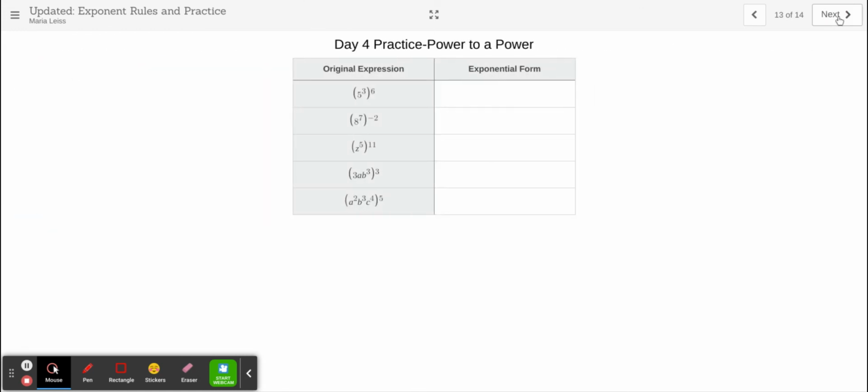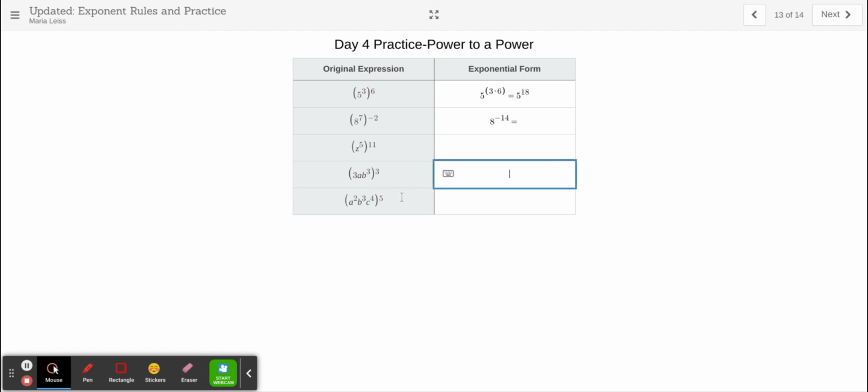So here's how this works in actual practice problems. Remember, the rule says keep the base the same, multiply the exponents. So if I keep the base the same, I'm going to get a 5. Multiplying the exponents, 3 times 6. And what that would look like overall is 5 to the 18th power. Same thing here. Keep the base the same. 7 times negative 2 becomes negative 14. Now, down here at the bottom, let me make an equal sign so it doesn't convert that.